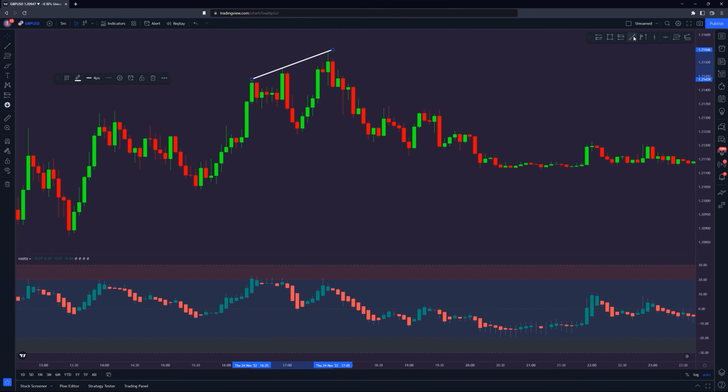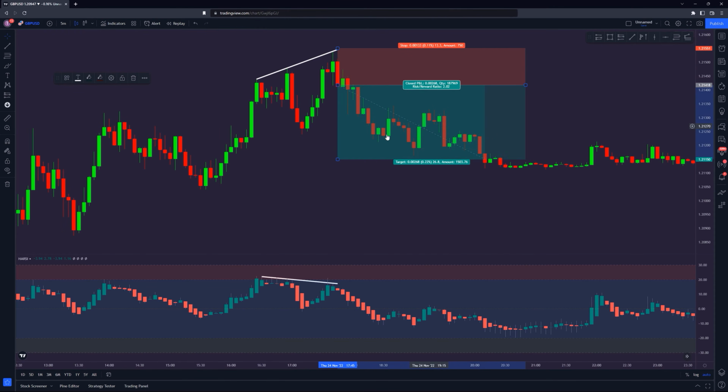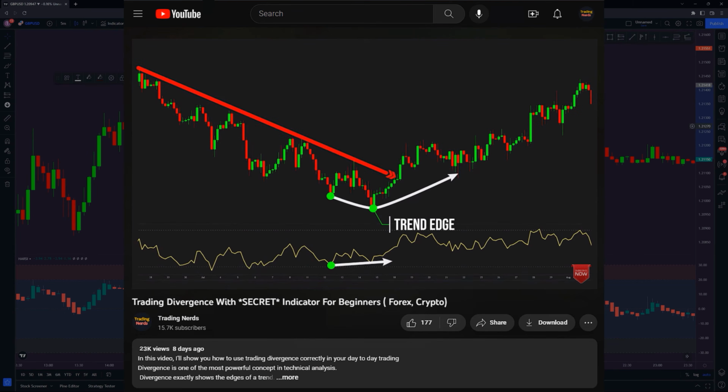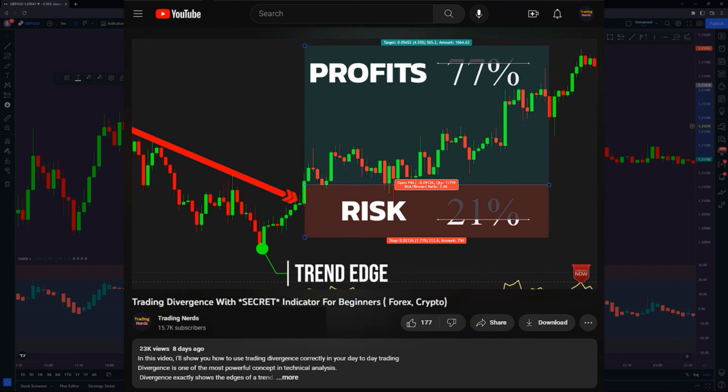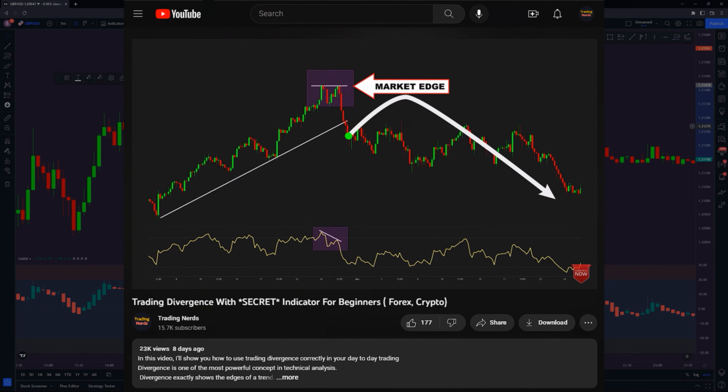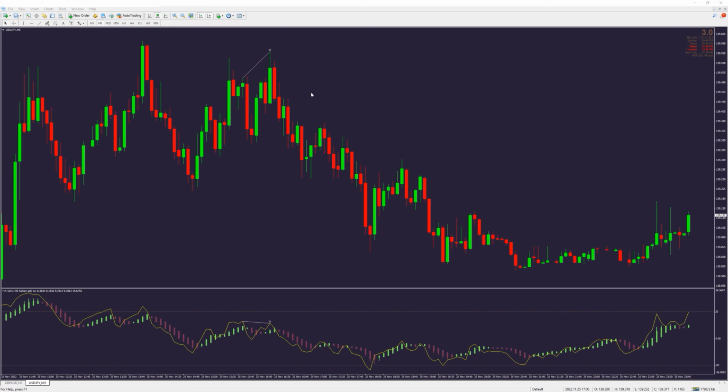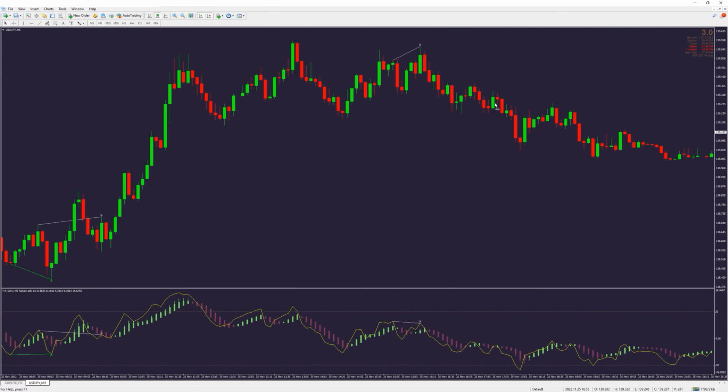Divergences is another way to use this indicator. It gives very accurate signals for trend traders. I'm not going to show you how to use divergences because previously I made a video about trading divergence with a lot of information and strategies. Check that video too. I found an indicator for MT4 users that automatically draws divergence.